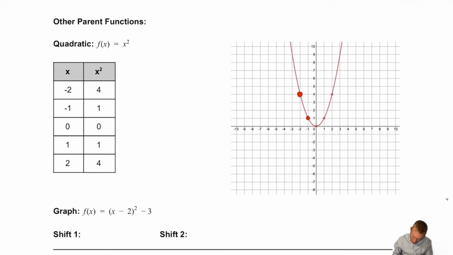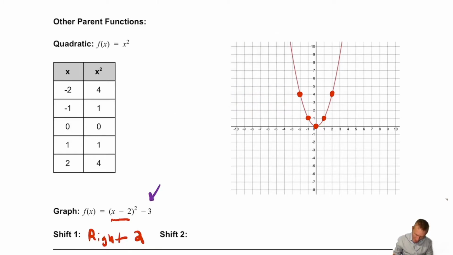Negative 1 times itself is 1. 0 squared is 0. 1 squared is 1. 2 squared is 4. And so if I knew what this function looked like, and I wanted to graph (x minus 2) squared, notice that the minus 2 happens before you square it. It's on the inside. So this is our horizontal left-right shift. This is going to shift us right 2 spaces.